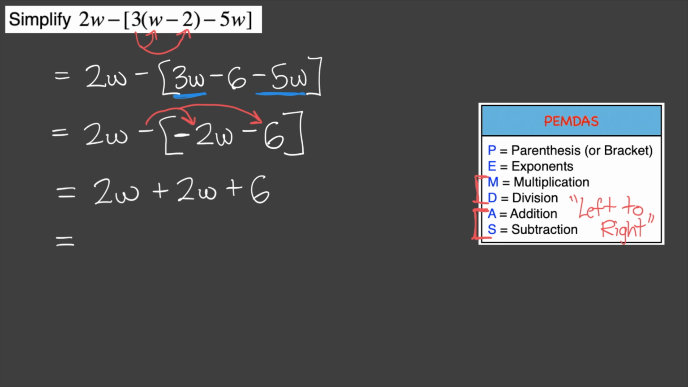So next we look to combine like terms. Looks like we have a like term here in 2w and another positive 2w. 2w plus 2w is just simply 4w plus 6. And those are not like terms, so this is a good answer.